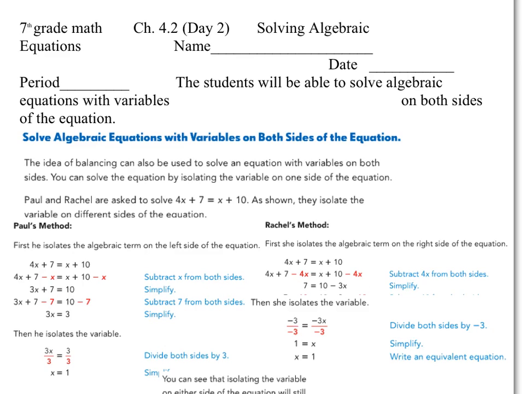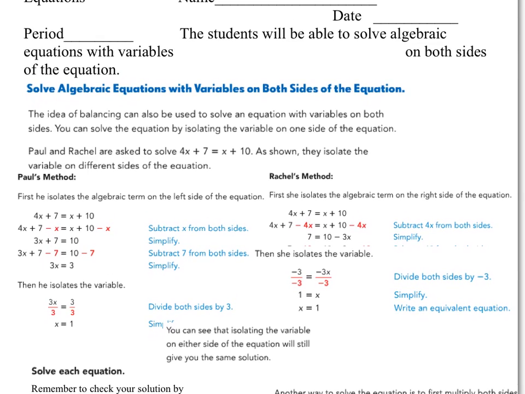All right, so today's 4.2 Day 2 notes, solving algebraic equations. We'll be able to solve algebraic equations with variables on both sides of the equation. The idea of balancing can also be used to solve an equation with variables on both sides. You can solve an equation by isolating, remember, getting alone the variable on one side of the equation.